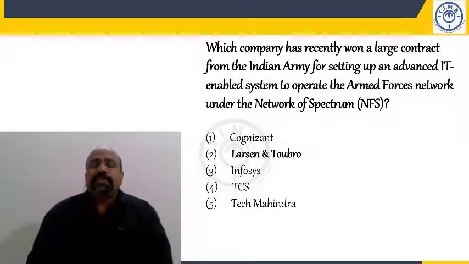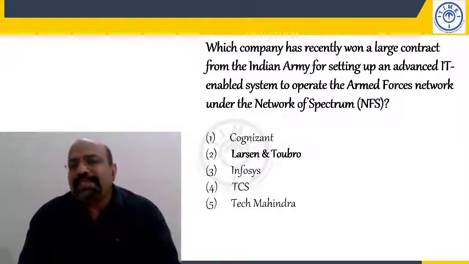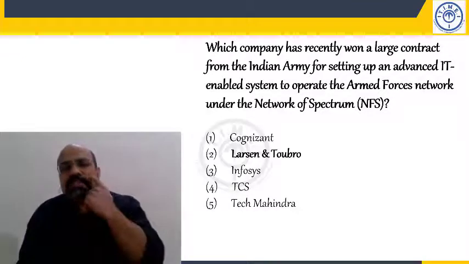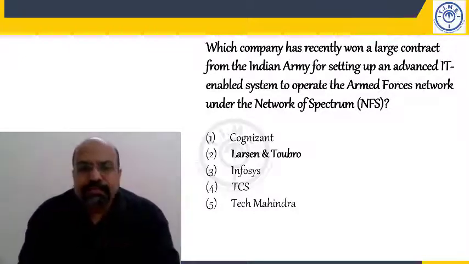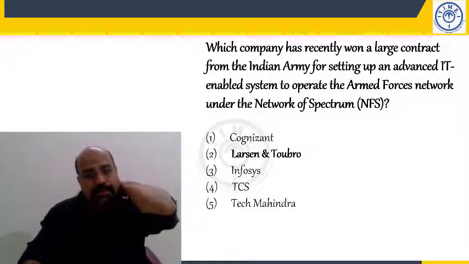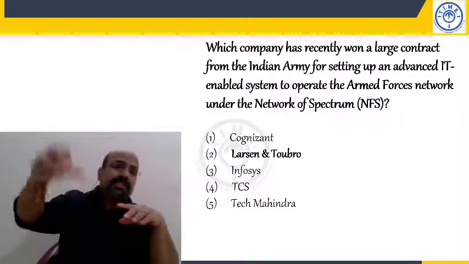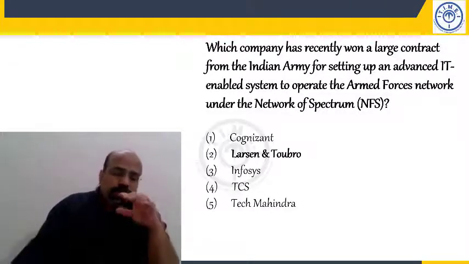Next. Which company has recently won a large contract from the Indian Army for setting up an advanced IT-enabled system to operate the armed forces network under the network of spectrum? Larsen and Toubro. Companies like CTS, Infosys are pretty large companies. So we'll do one thing, we'll write the names of the CEOs of these companies. Shall we? Please write.